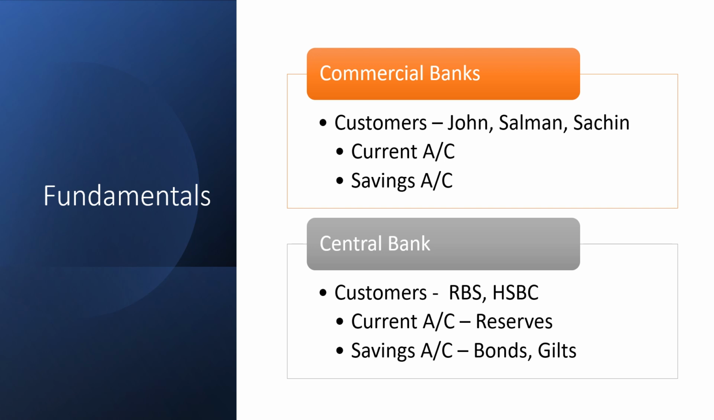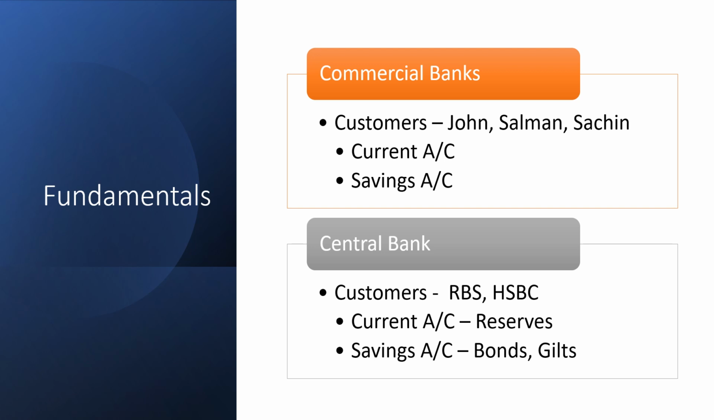So they could either keep the money in the current accounts or the checking account, and then basically they use their debit cards to withdraw that cash, or they could keep their money in savings accounts or in time deposit accounts on which they earn interest. So these are the two kinds of accounts that customers have in commercial banks.